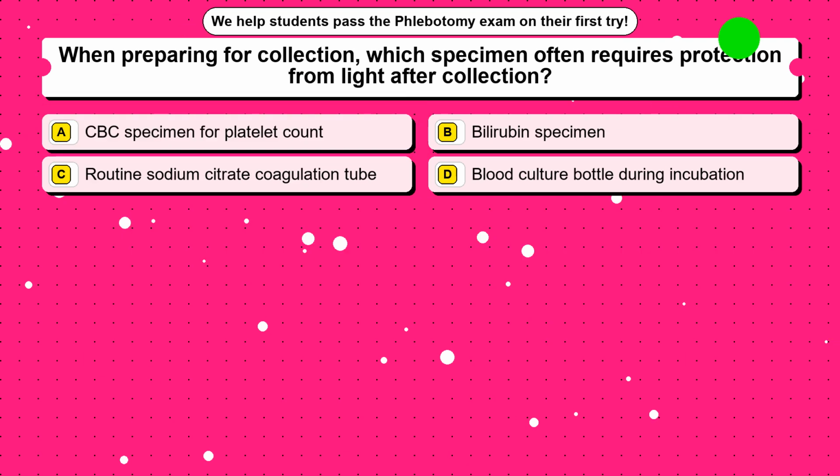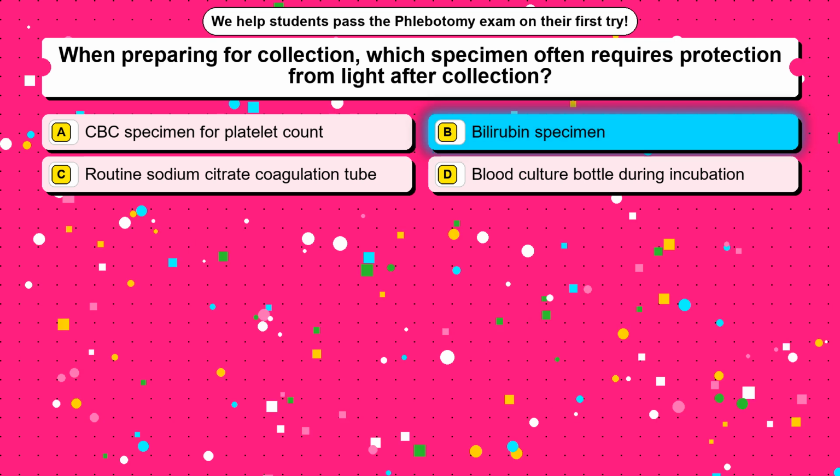Question 70. When preparing for collection, which specimen often requires protection from light after collection? Option A, CBC specimen for platelet count. Option B, bilirubin specimen. Option C, routine sodium citrate coagulation tube. Option D, blood culture bottle during incubation.